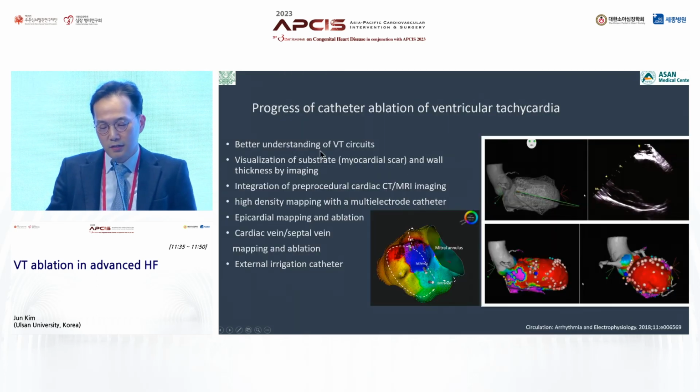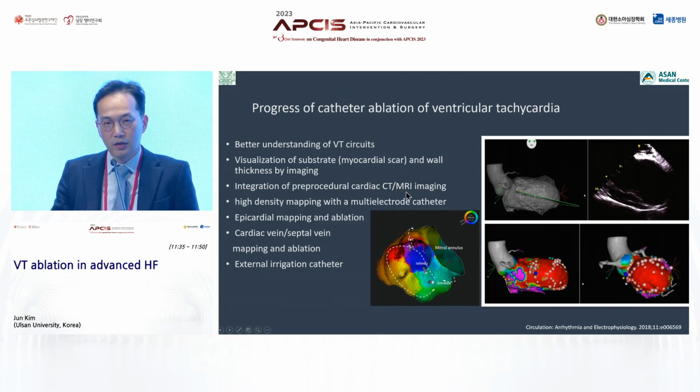Over the last 20 years, there has been tremendous progress in catheter ablation of VT, and we understand the VT circuit better, and we can visualize the substrate defined as a biventricular scar by delayed enhancement, and we can measure wall thickness by CT scan. And those imaging studies can help us understand the VT circuit. And we can integrate pre-procedural cardiac CT or MRI imaging.